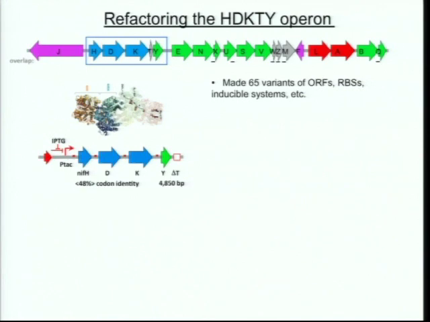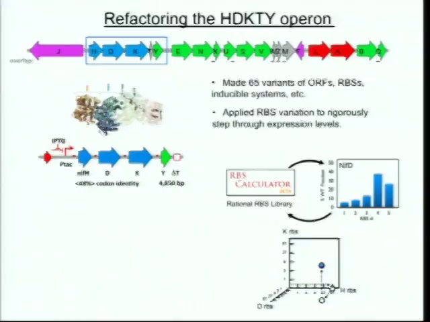We started out making a whole slew of variants where we were trying to control the expression levels very carefully. We then started applying some of the tools that were being developed at the same time to try to step through expression levels. And this is the type of thing that we would do, where you would go in and try different ribosome binding sites for one protein, move that up in higher activity, then do the second one and the third one.